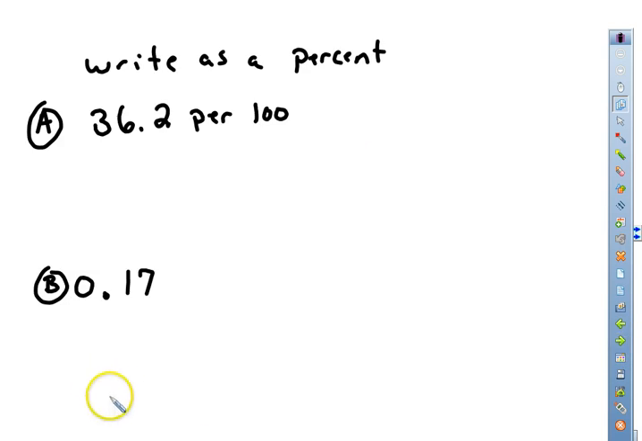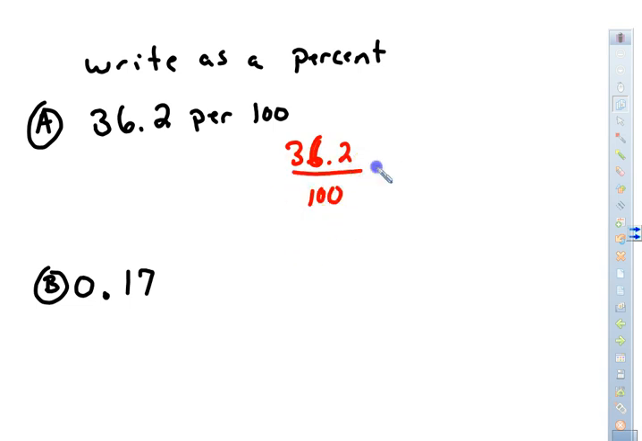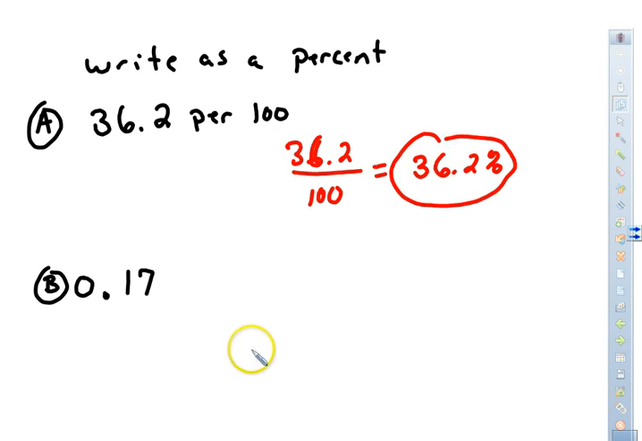Let's look at our next one. It says write as a percent, and these are some different ways that you would need to write it. So go ahead and do A and B. Alright, since this says 36 2/10 per 100, so basically it's 36.2 over 100. And remember, any number out of 100 is a percent. So 36 2/10%. That's it. That's where it's going to make you really think.